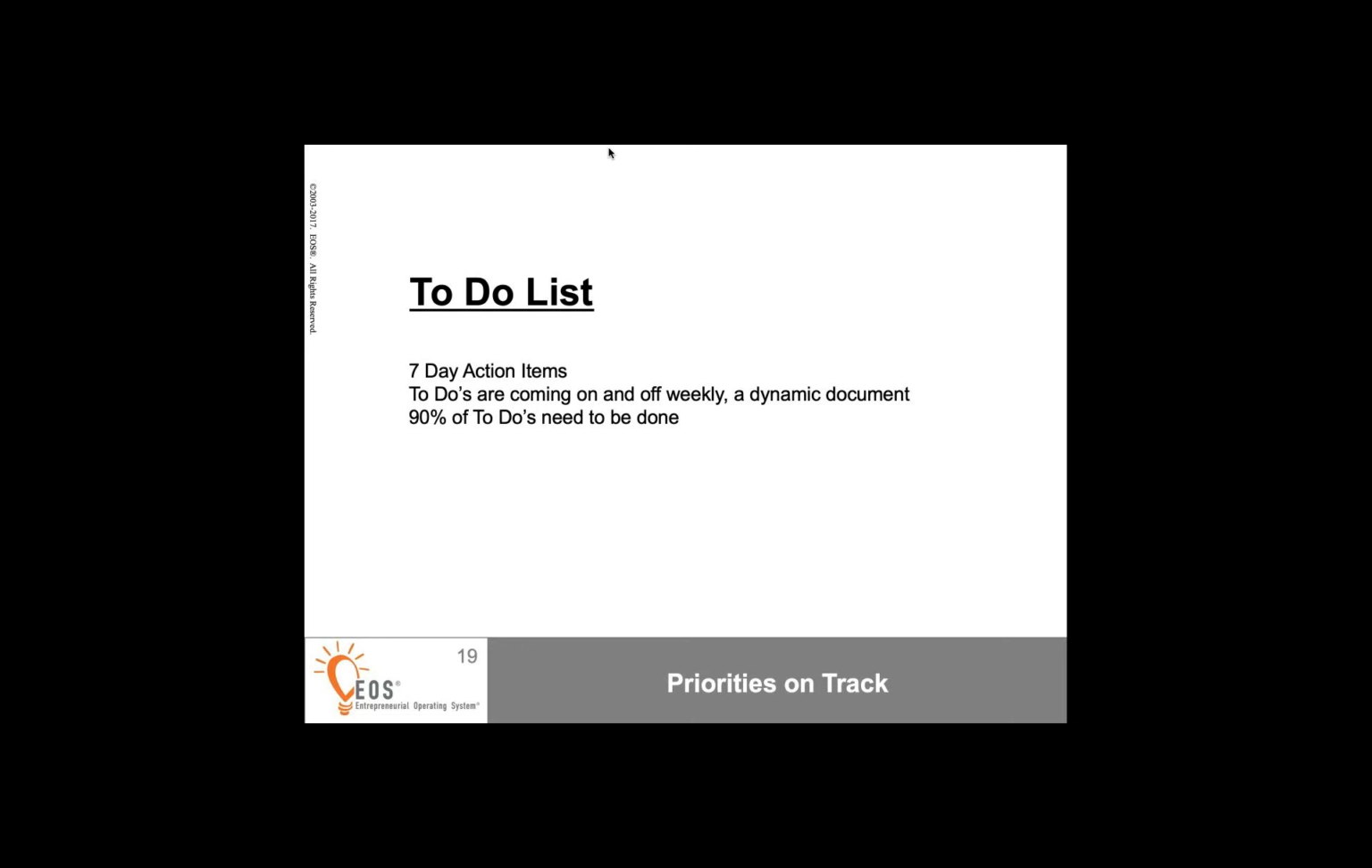Things are moving. 90% of the to-dos need to be done to be having a successful L10 and moving forward. If you're not getting 90% done, you have most likely an accountability problem that you'll need to deal with, if people aren't doing what they say they're going to do. But again, this drives transparency on the to-do list and accountability and discipline to do what you say you're going to do.